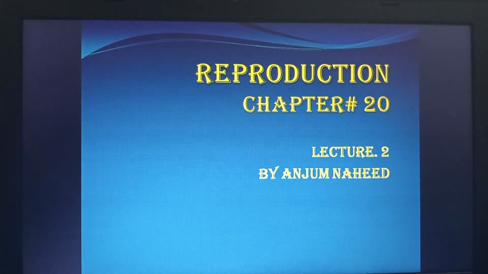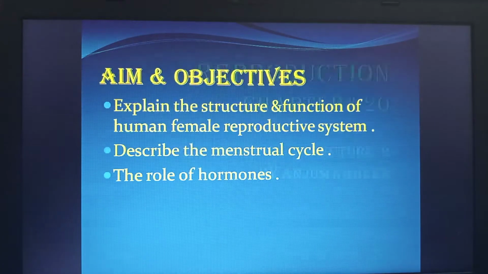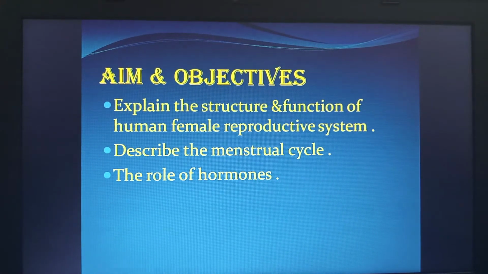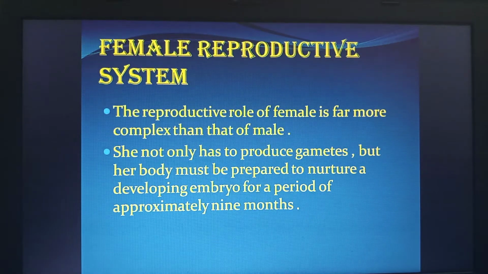Today we will continue the reproduction, chapter number 20 and lecture number 2. After the completion of this lecture, you will be able to explain the structure and function of human female reproductive system, describe the menstrual cycle and role of hormones in female reproductive system.